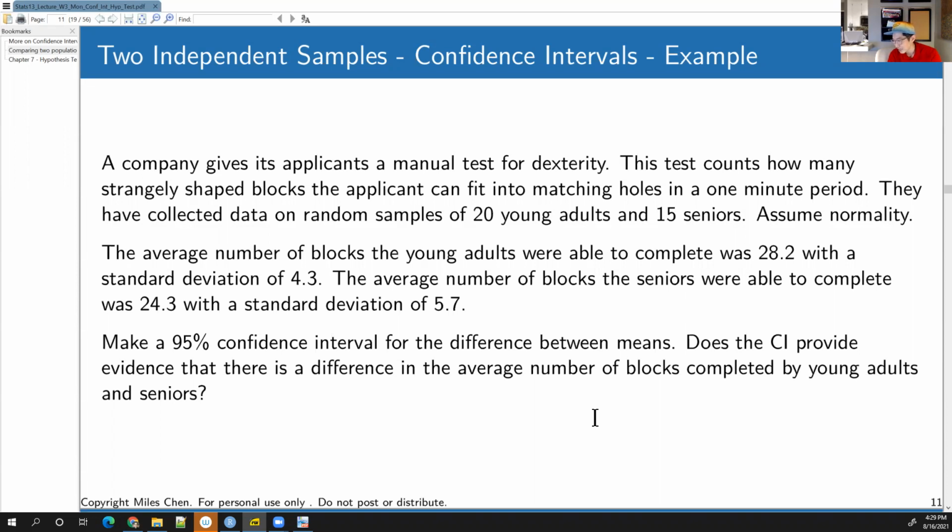And so we're going to have 20 young adults, maybe adults in their 20s, and then 15 seniors, people over age 65. We're going to assume normality as far as their abilities go. When we look at the data among the 20 young adults, the average number of blocks they were able to complete in that 1 minute period was 28.2 blocks with a standard deviation of 4.3.